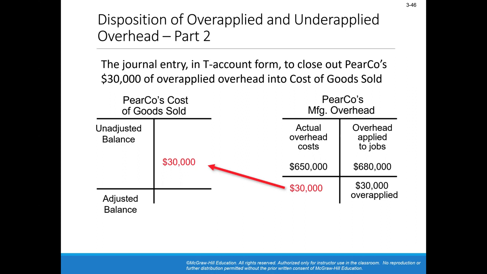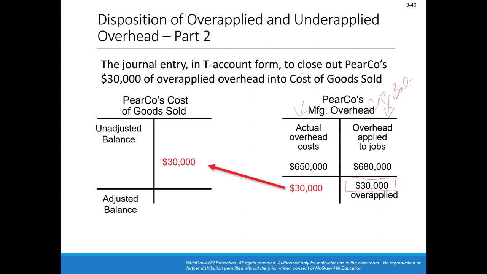So let's look at the T account. Right now in the manufacturing overhead, on this side here, we have our debit, which is the actual cost. And then over here on the right side, we have what actually was applied. That's our estimate. So we have 30,000 that was over applied. We need to move it out of that. Right now we have a credit balance in this account.